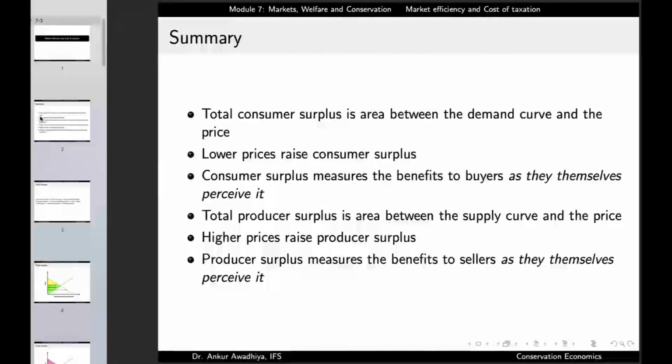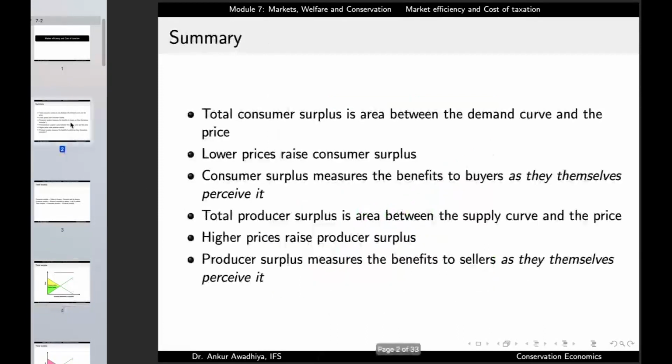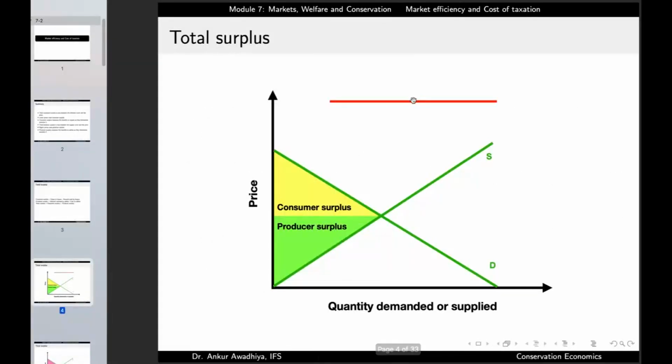Then we observed that total producer surplus is the area between the supply curve and the price. That is, if you look at this curve, the green colored triangle is the area between the supply curve shown here and the price. So this is the producer surplus. Higher prices raise the producer surplus. So if the price, in place of this much, raised to this much, then the triangle would become from here to here, this large triangle. So the producer surplus increases when the price increases.